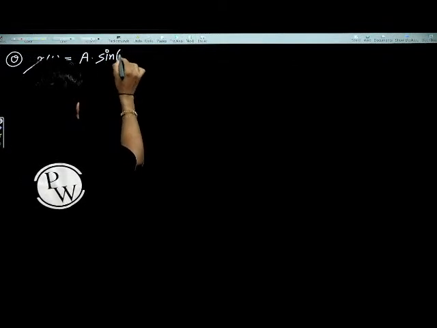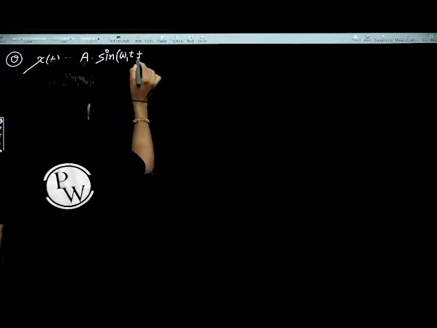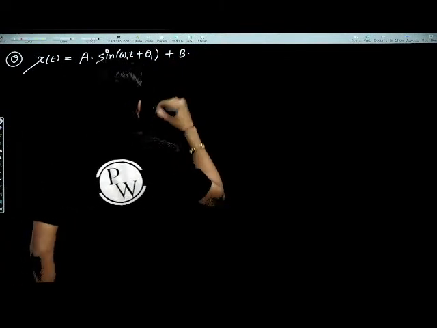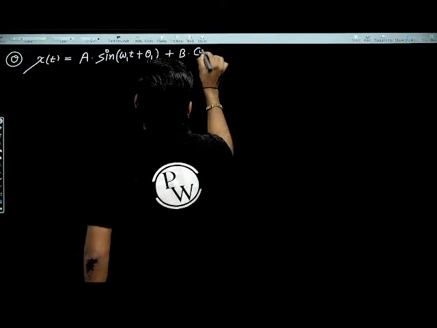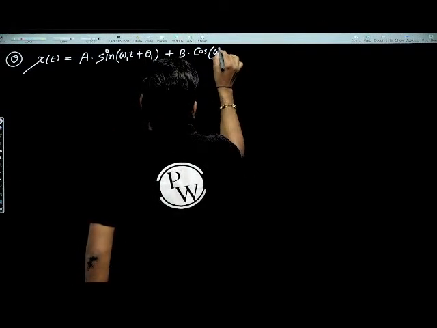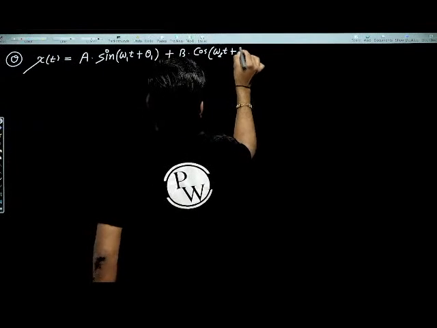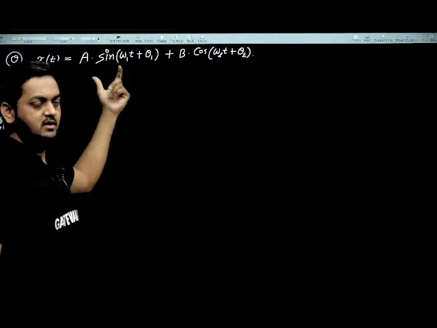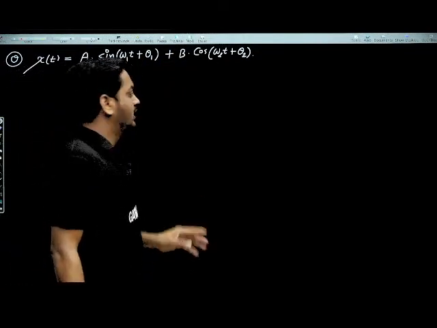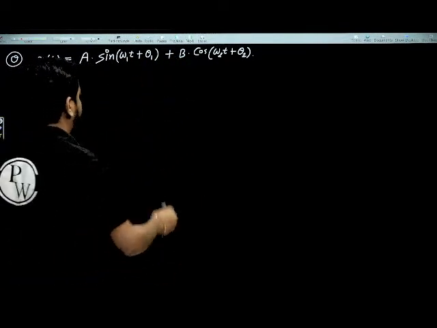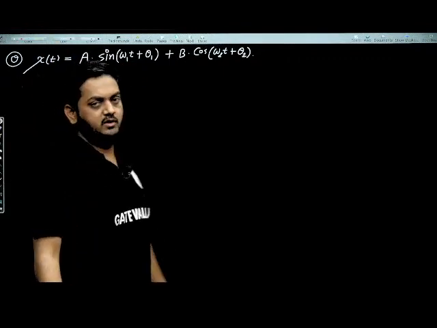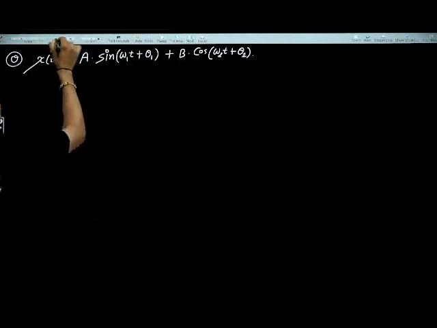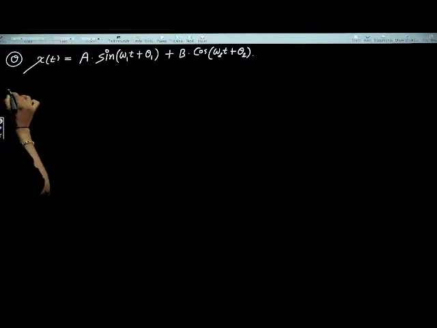A sin omega 1 t plus theta 1 plus B, it can be sine or it can be cos, suppose cos omega 2 t plus theta 2. Both can be sine, both can be cos, any one is cos, one is sine, guys. Here omega 1 is not equal to omega 2, theta 1 is not equal to theta 2, different phase angle and different frequency. This is the first case. So what will be the total power in this case, guys?